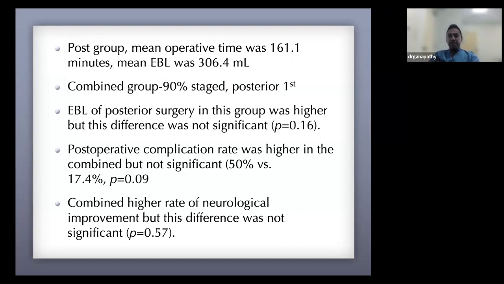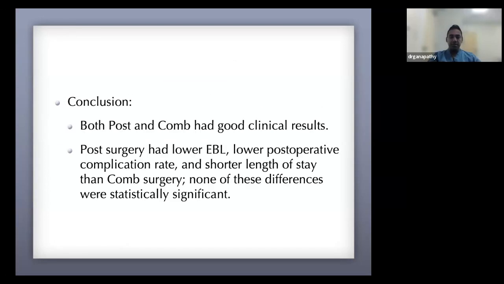In the combined group, 90% of them were staged, and the posterior was first. EBL for the posterior surgery was higher, but the difference wasn't significant. The postoperative complication rate was higher in the combined group, but in their study was not significant. Combined had a higher rate of neurological improvement, but this, again, was not significant between the two groups. So the conclusion was they both had good clinical results, but the posterior had a lower EBL, lower postoperative complications overall, and shorter length of stay compared to the combined surgery cohort. But none of these differences were statistically significant.